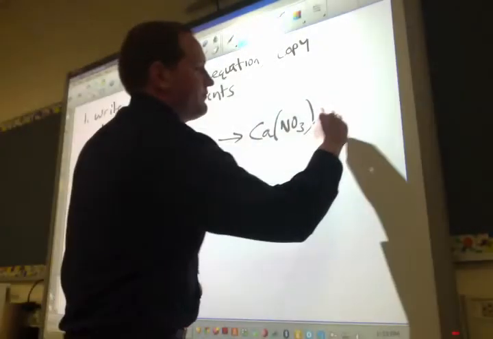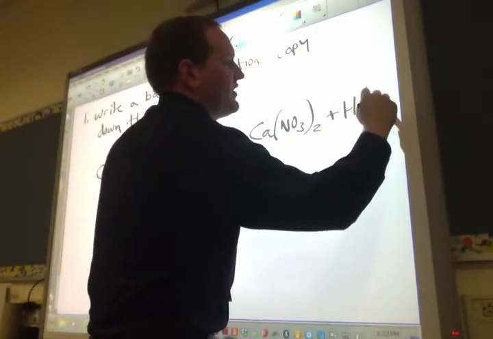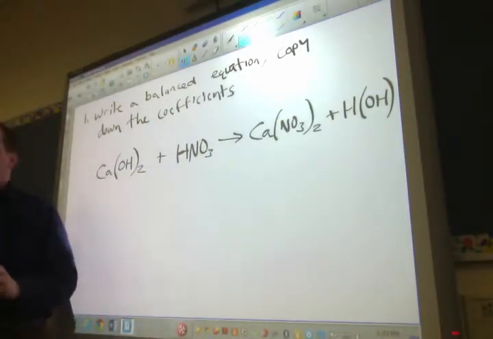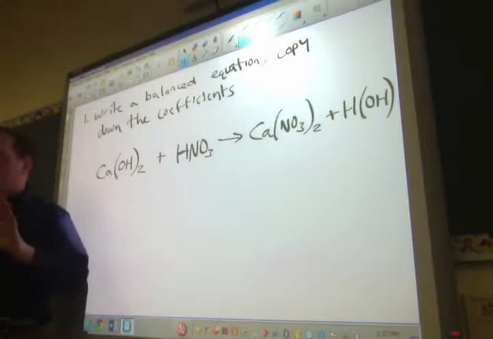Okay? And I'm going to actually leave this as HOH. I prefer this because it makes it easier for me to balance. Now, remember, normally we have to check that solubility table.